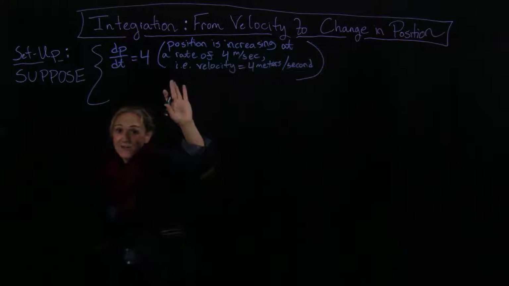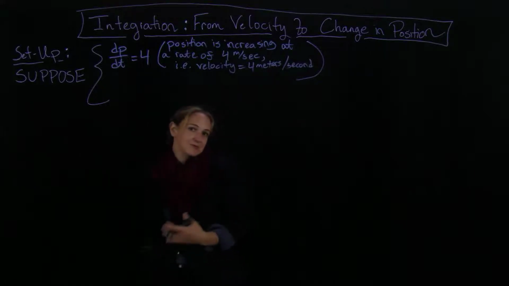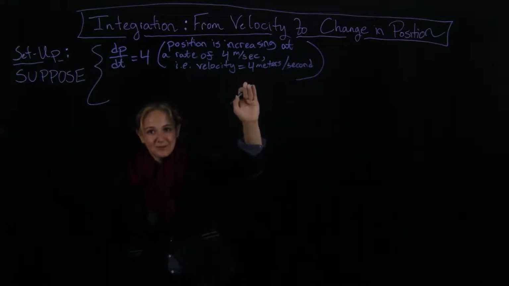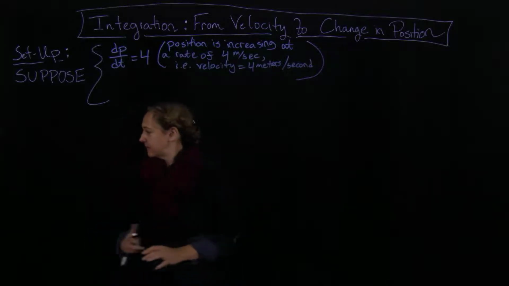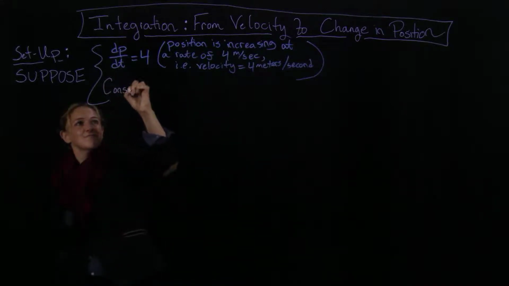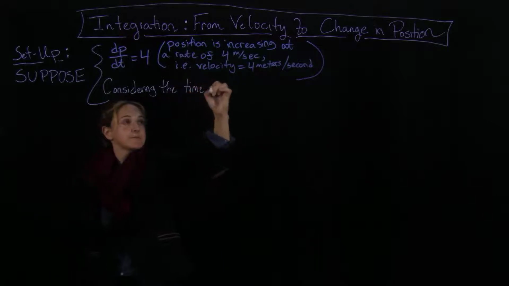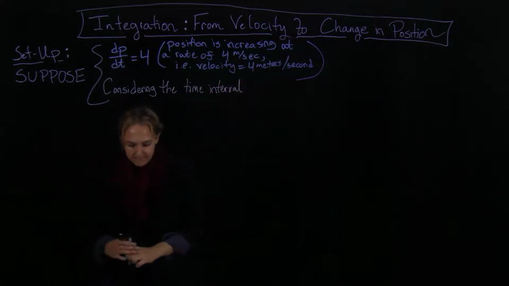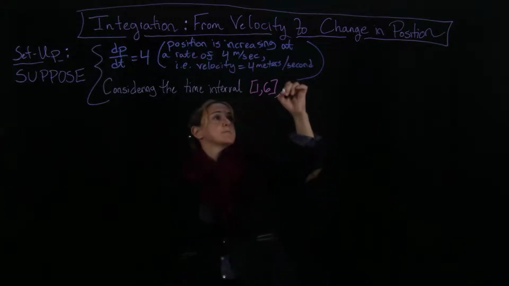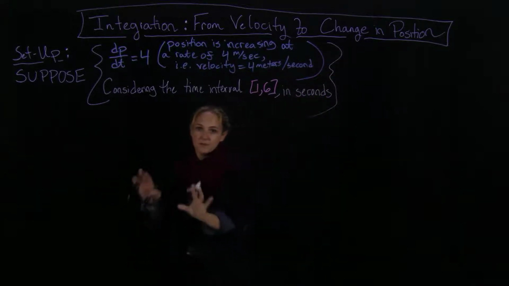The first thing I gave you was a rate of change. It's the rate at which the position is increasing with respect to time, in seconds. This is the same thing as the velocity. So the rate the position is increasing is the velocity. And then we're going to be considering the time interval 1, 6, and this is again in seconds. So this is our setup. This is what we know is going on.